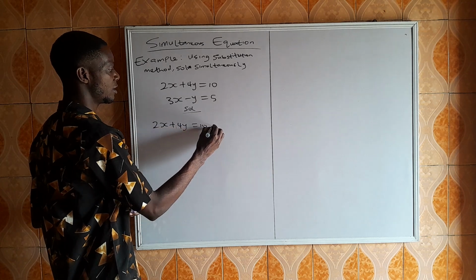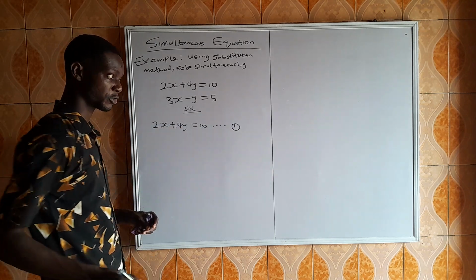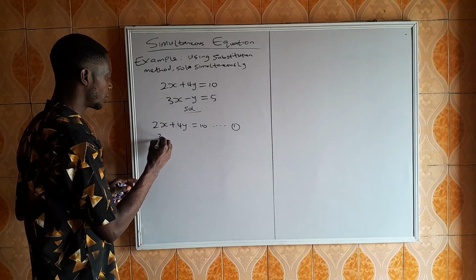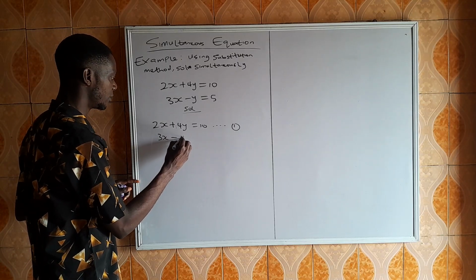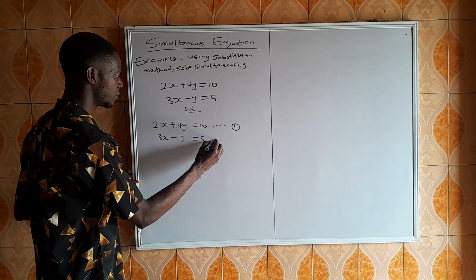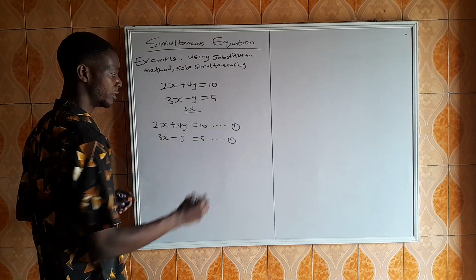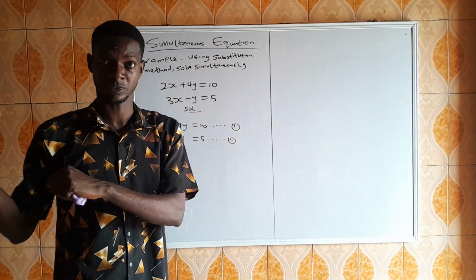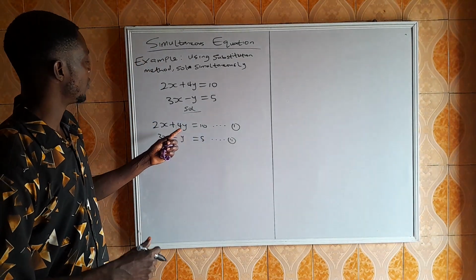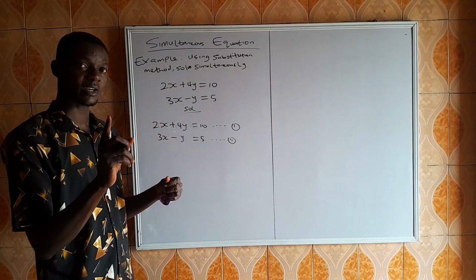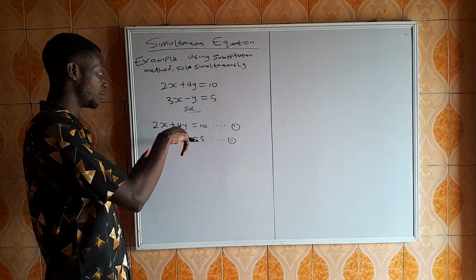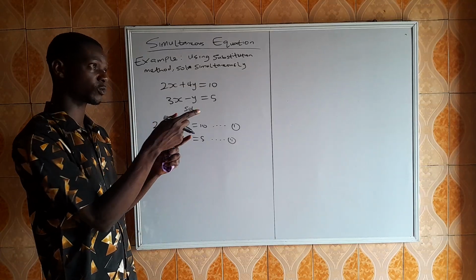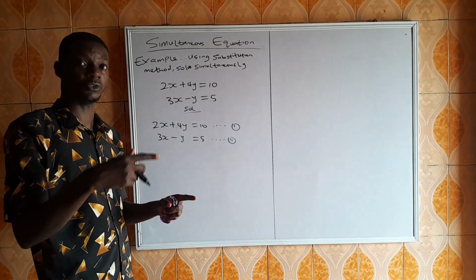So you have 2x plus 4y equals 10, and you call this equation 1. Then you have 3x minus y equals 5, and you call this equation 2. In the method of substitution, you need to make x or y the subject of the formula in either equation, then substitute that value back into the other equation.